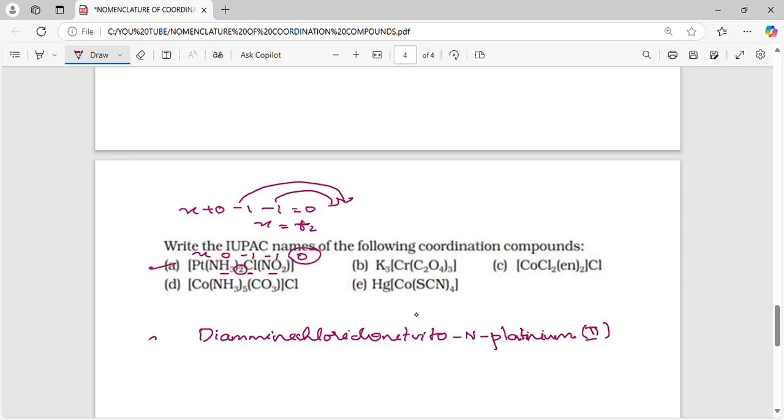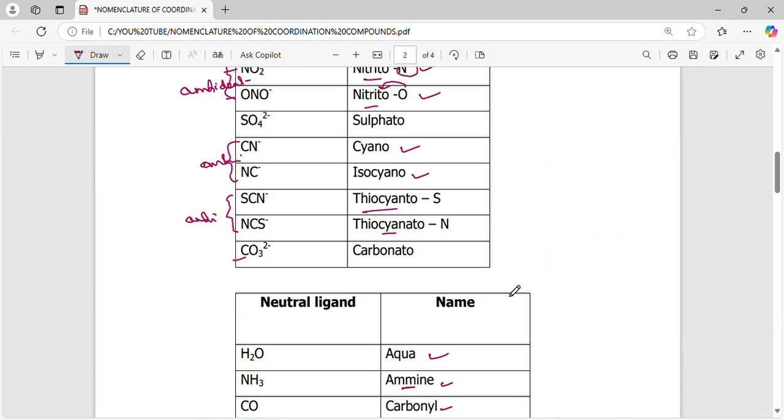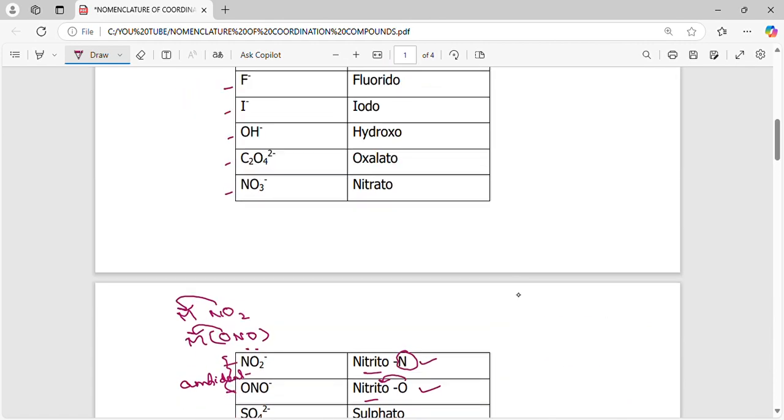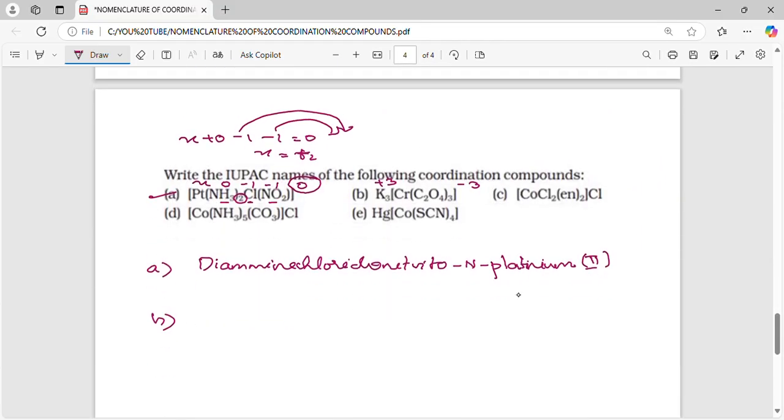Second one. This is the first question A. Second one: K3[Cr(C2O4)3]. K3 is +3. Why? Because one potassium is +1, there are 3 potassium, total +3. So the charge of the coordination sphere is -3. It should be equal and opposite. C2O4 is oxalato with a 2 minus charge. This is the charge, superscript. So that 2 minus we multiply with 3, because there are 3 times. So 2 into 3 is -6.